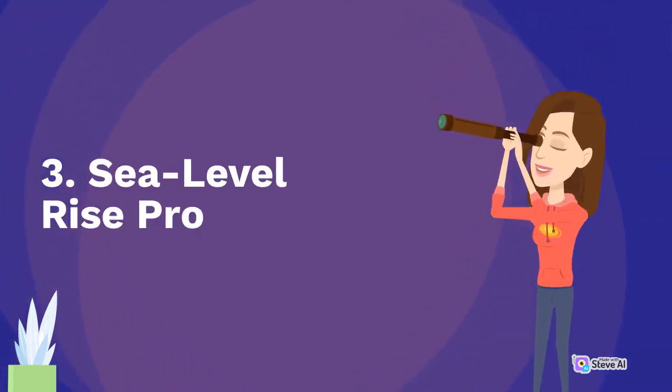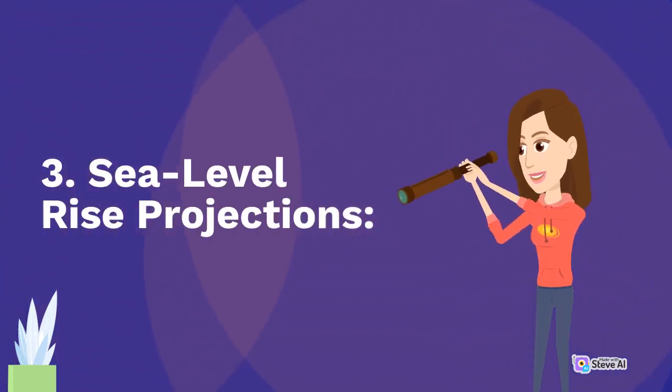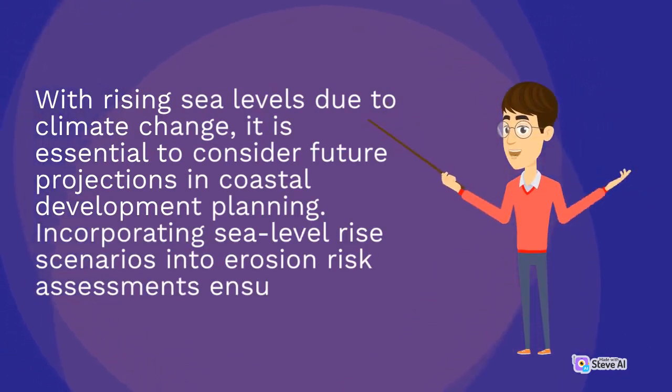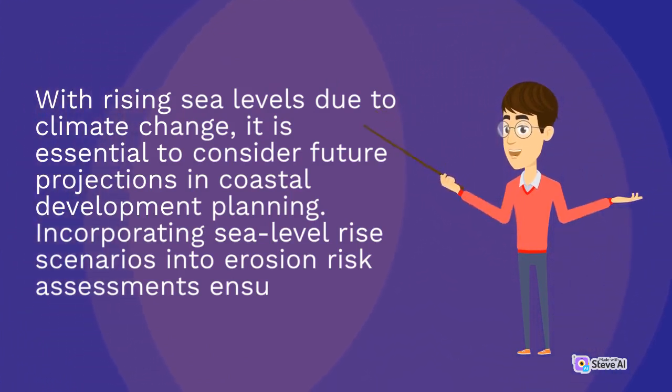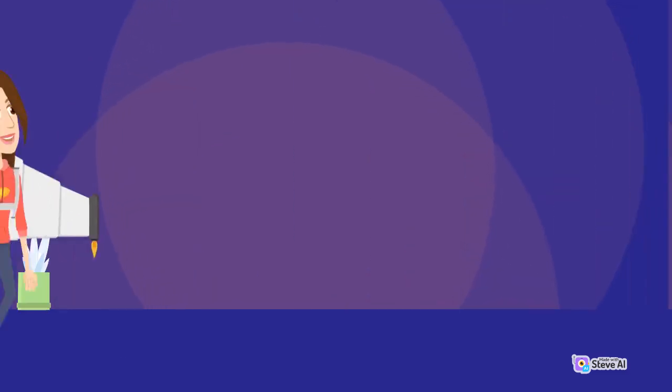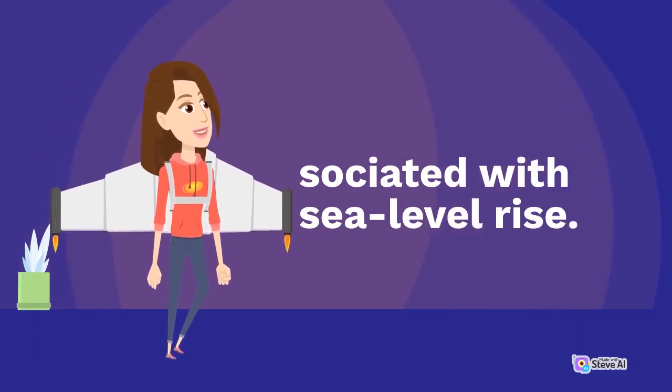3. Sea level rise projections. With rising sea levels due to climate change, it is essential to consider future projections in coastal development planning. Incorporating sea level rise scenarios into erosion risk assessments ensures that developments are resilient to changing environmental conditions. Adaptation strategies, such as setback lines, raised building foundations, and flood-proofing, can help mitigate the risks associated with sea level rise.